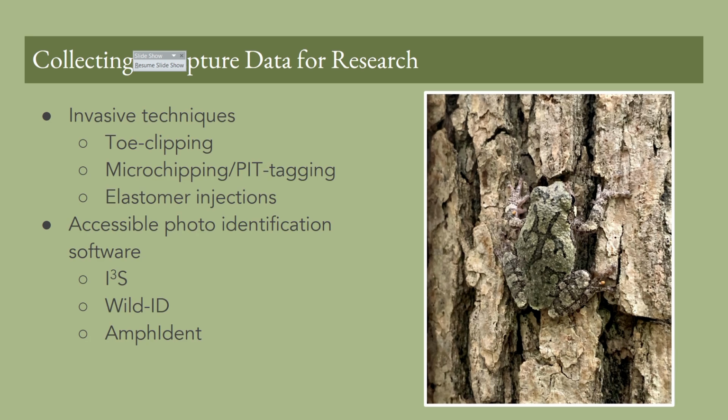So a few techniques that they can use are toe clipping, microchipping, PIT tagging, and elastomer injections, although these can be kind of invasive. So we're looking at some photo identification software that'll allow us to do the same kind of thing. A few that are accessible to us are I3S, WildAID, and Amphident.